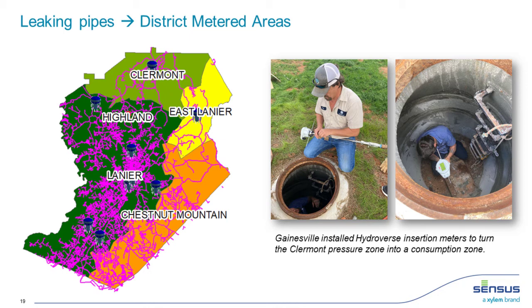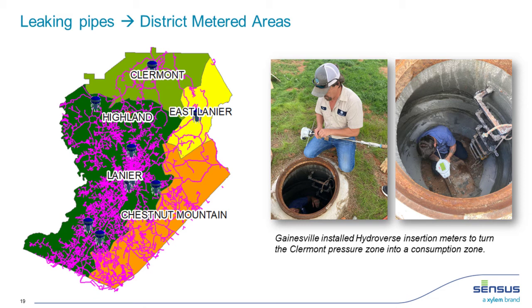Another big problem that Tom talked about was leaky pipes. And so one of the solutions to leaky pipes is district metered areas. Technically, district metered areas have been around for a long time. They're essentially just a way to segment your network out into smaller, more manageable zones. But one of the exciting things that's more recent is the innovation behind insertion meters, which you can see a picture there of an insertion meter being installed. The nice thing about these is you don't necessarily have to cut into the pipe. You can hot tap it. And so installation is a lot easier.